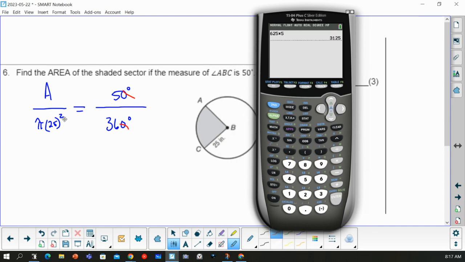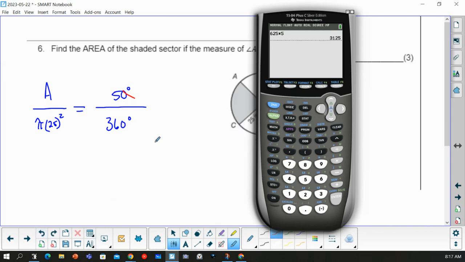All right, so if I cross multiply here, 5 times this, I end up with 3,125 pi. If I cross multiply here, I get 360, or 36 because I canceled out those zeros, 36 times A. Divide both sides by 36. And so the area of the sector is going to be 3,125 times pi and then divided by 36. And so this is actually what I'm going to plug into my calculator.